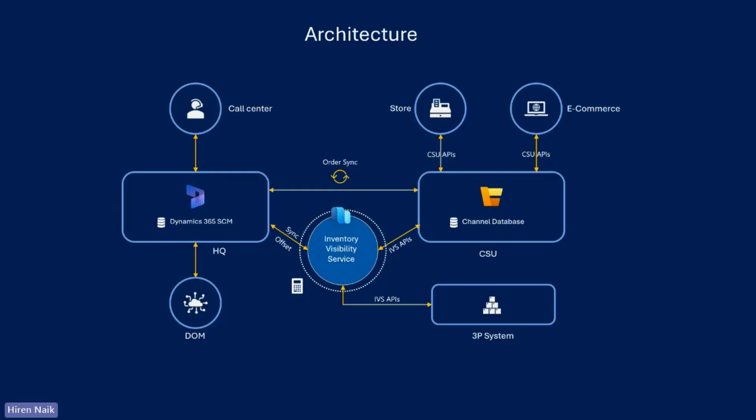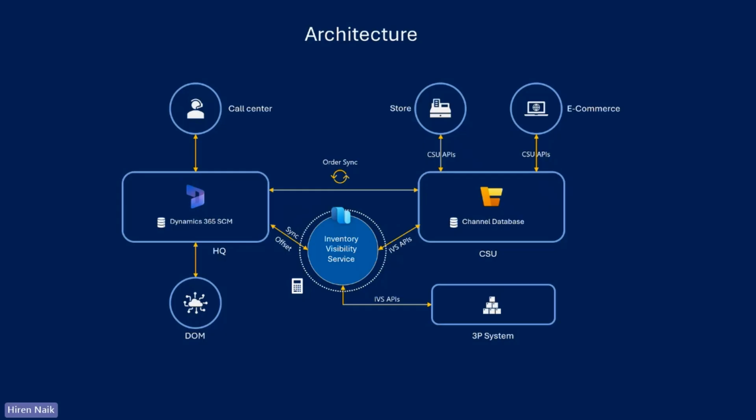What you have on the right-hand side is our CSU, or you could say channel database. CSU provides a set of APIs, and you can define a source that you would like to check for on hand or adjust the on hand of inventory directly into the inventory visibility service. So CSU provides a set of APIs if you configure a data source to be inventory visibility service, and you can call those APIs to get the inventory on hand or adjust the inventory on hand.